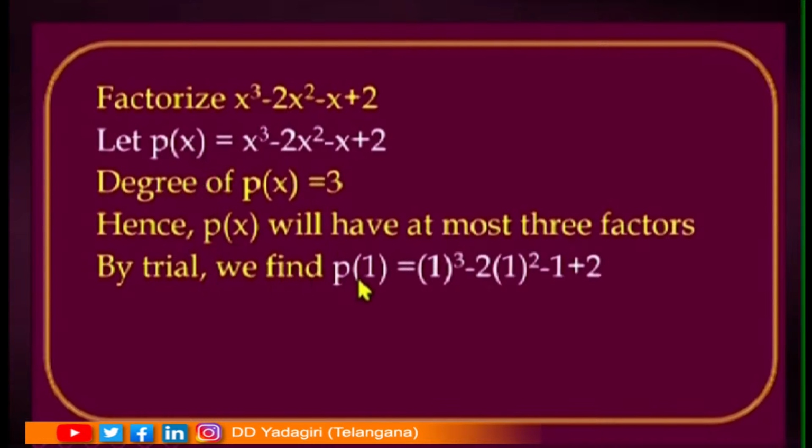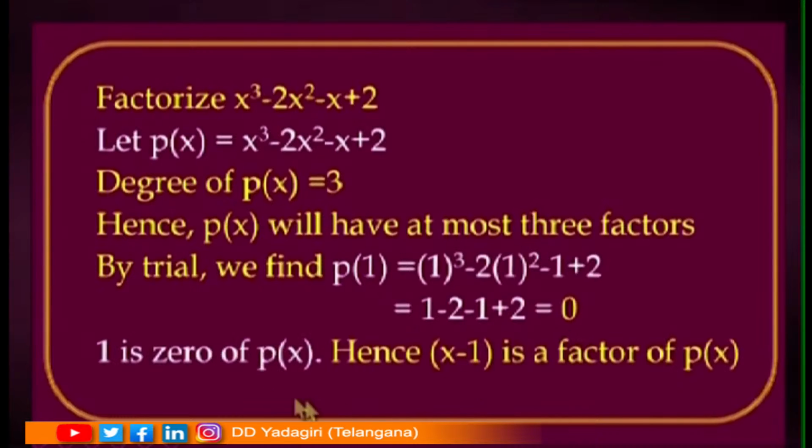If you put x is equal to 1, what happens here is 1 cube minus 2 into 1 square minus 1 plus 2. So you get 0 here. If you are not getting 0, try to put some other value, say x is equal to 2, x is equal to 3. It is your choice. You see whether you are getting 0 or not. This method is what is called the trial method. So you can say 1 is a 0 of p of x. So you can say x minus 1 is a factor of p of x.